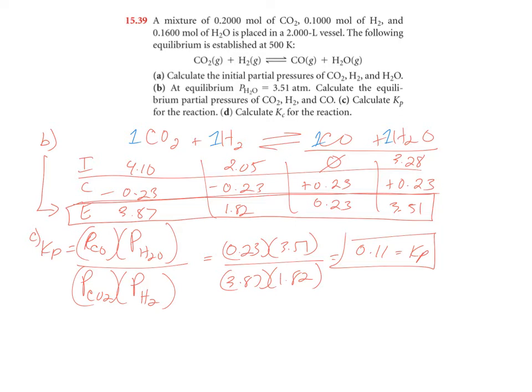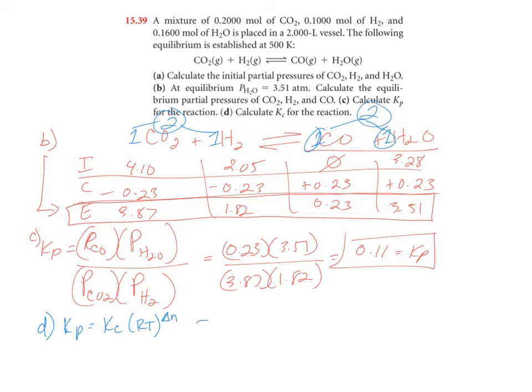Letter D is asking us to find K sub C now for the reaction. Well, K sub C and K sub P are related in this way. So delta N is our change in moles from our balanced chemical equation. Up here we have 1 mole of each product, so that's 2 moles total. We have 1 mole of each reactant, that's 2 moles total. So we're taking the difference of gaseous products and reactants. These are all gaseous substances, so that's going to be 2 minus 2 for delta N.